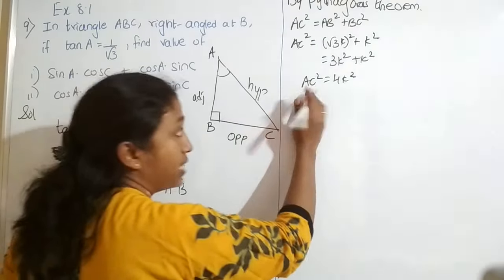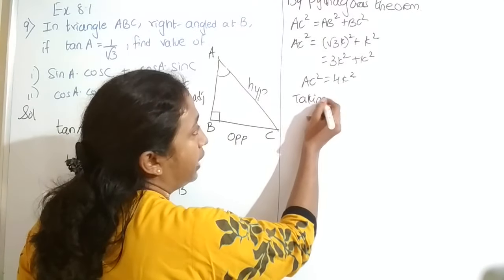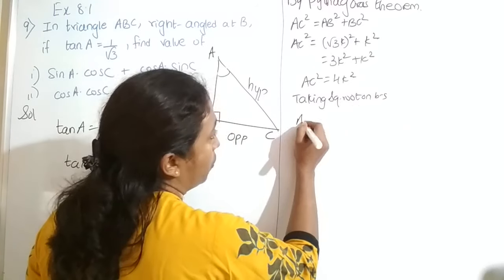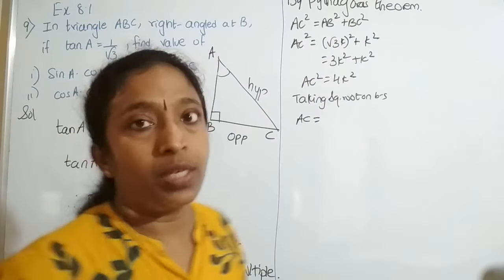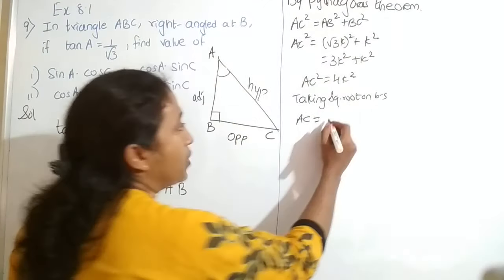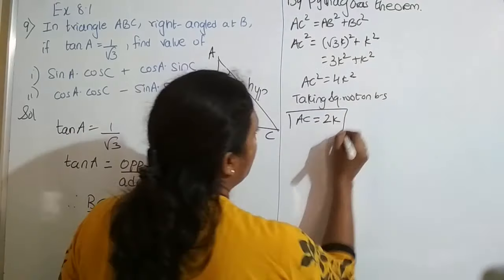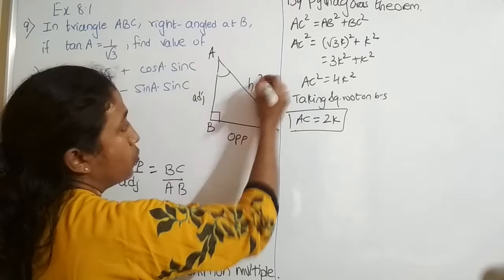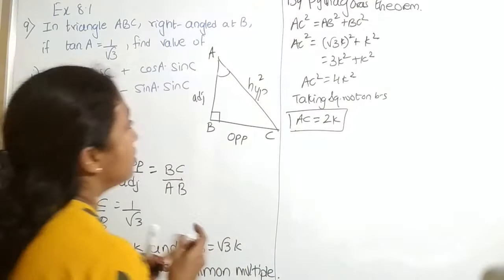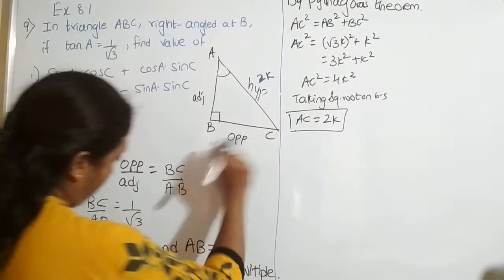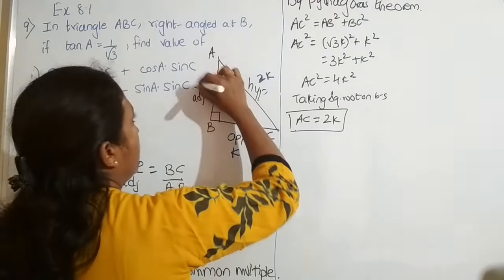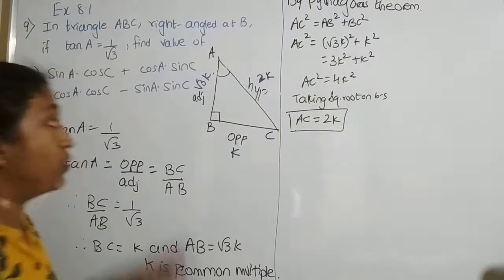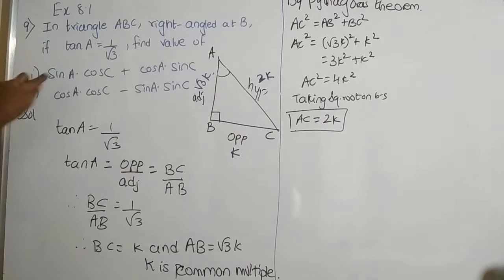We are interested in AC, so taking square root on both the sides, we get AC equals plus or minus 2k, but we consider only the positive value. So in this case AC equals 2k. Correct? So we know all the three sides now. AC is 2k, BC is k, and AB is root 3k. Once we know all the three sides, we can find any trigonometric ratio with respect to angle A and C. Let's see the first one.